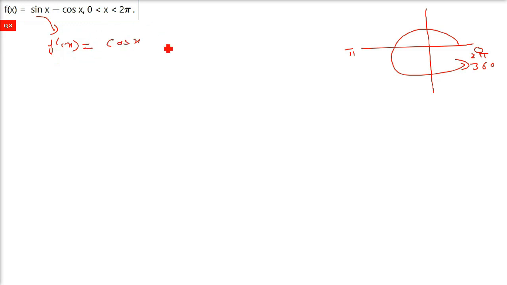Now let us differentiate this. Sin x minus cos x. Sin x differentiation will be cos x. Cos x differentiation will be minus sin x. So sin x plus cos x is equal to 0. And all those things I have done in one line. First, differentiation. Second, equal to 0.